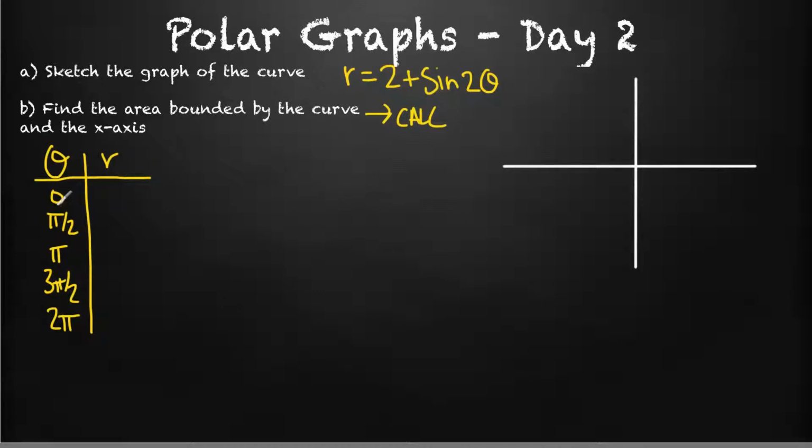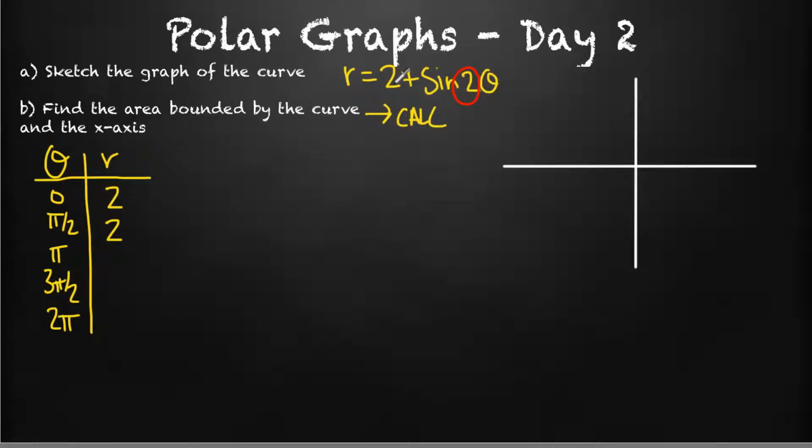And when we plug in 0 for theta, we end up getting 2. Plug in pi over 2. Well, we have to remember that we have to double pi over 2 because of this coefficient right there. So if you double pi over 2, you get pi, and the sine of pi is 0, so you end up getting 2 again. And then you plug in pi, you double that, it's going to be 2 pi.